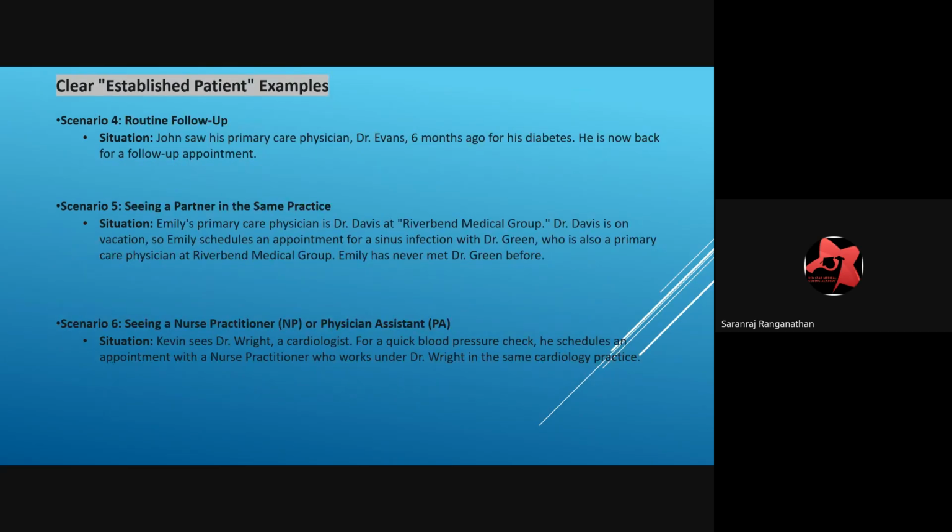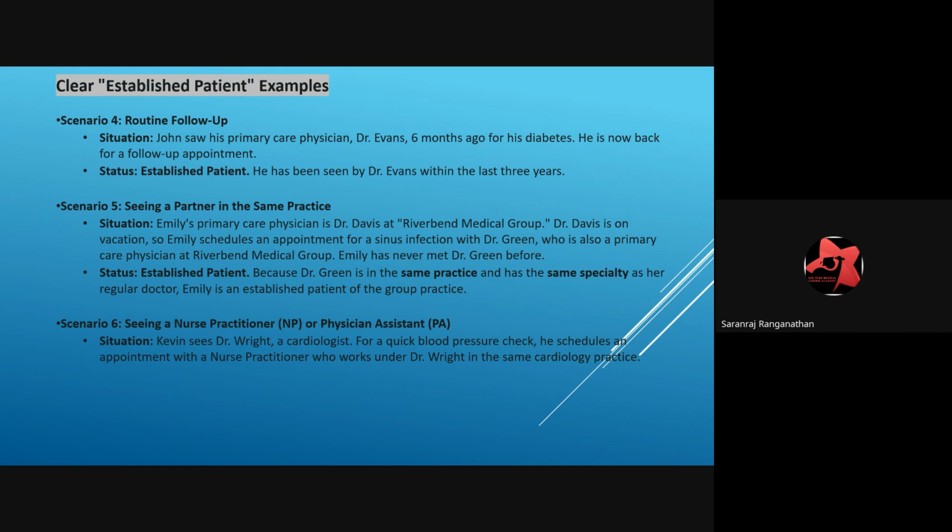Now, established patient. A routine checkup: 6 months back, he came for diabetes. Again, he's coming with the same appointment, so he's going to be the established patient. Next, seeing a partner in the same practice. See here, Riverbed Medical is a medical group. Initially, they saw Dr. Davis, who is the primary care physician. Again, in the same department, they are coming and visiting Dr. Green. Yes, it is within the year span, so that is going to be the established patient.